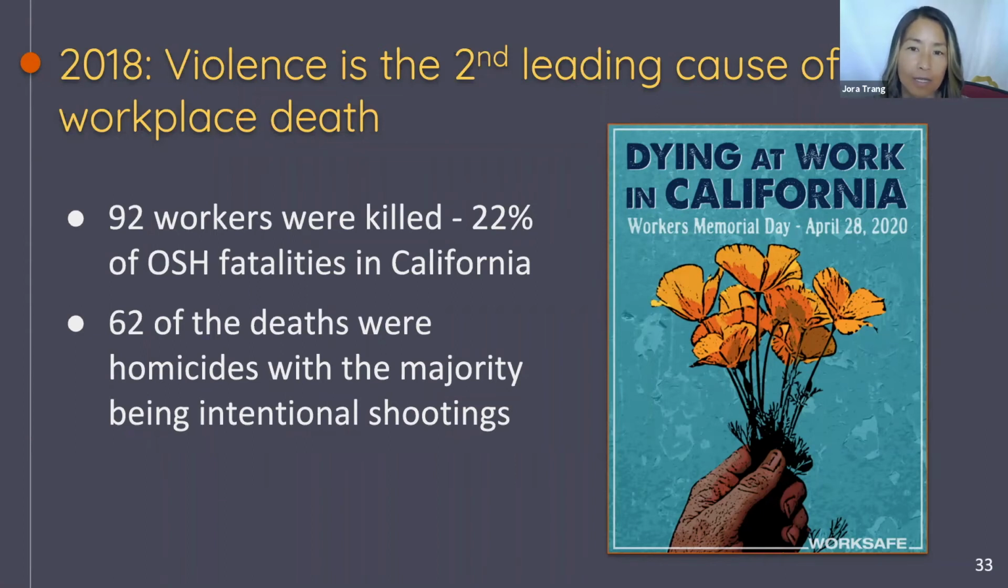In 2018, 92 workers were killed, which was 22% of occupational safety and health fatalities in California. 62 of the deaths were homicides, and more than two-thirds of these involved gun violence. Violence continues to be the leading cause of workplace death for women in particular. 15 of the 38 women who were killed at work in 2018 were victims of violence. That's more than 40%.